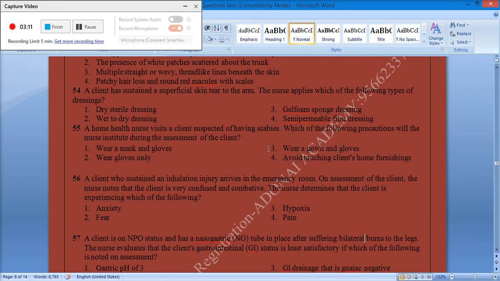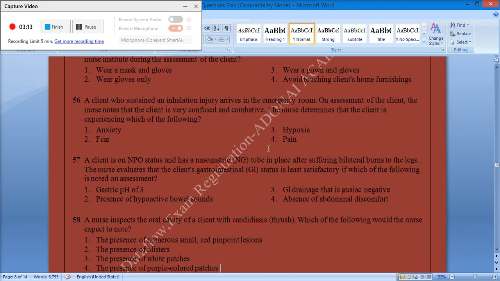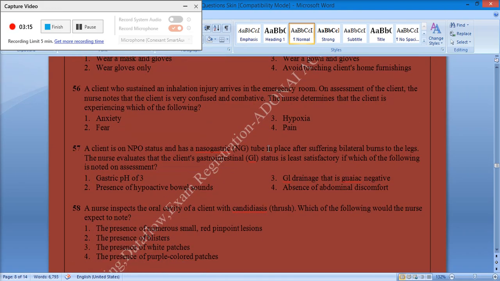56. A client who has sustained an inhalation injury arrives in the emergency room. On assessment of the client, the nurse notes that the client is very confused and combative. The nurse determines that the client is experiencing which of the following? 1. Anxiety. 2. Fear. 3. Hypoxia. 4. Pain. The correct answer is 3. Hypoxia.